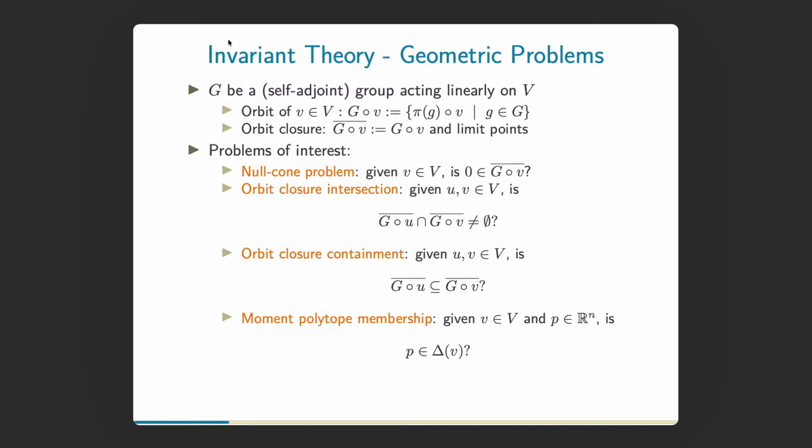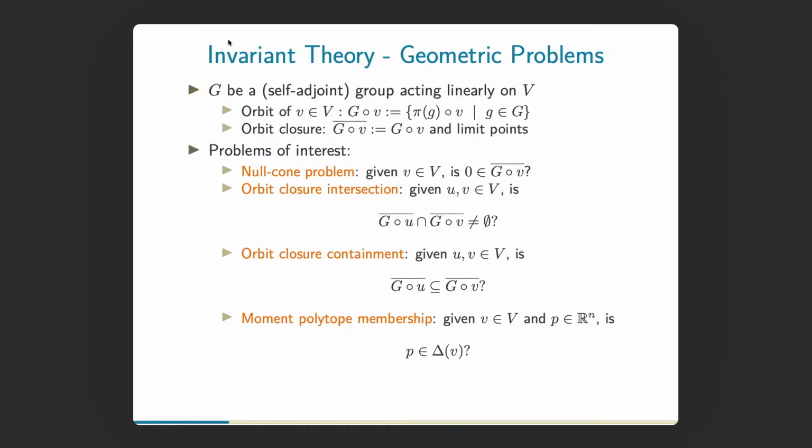Is P in this moment polytope? Sorry, even the vector V, its orbit closure defines this polytope that I call delta V. And what I'm saying is that this P doesn't live in the same vector space. P lives in some other space. This polytope is in some other space. And then I'm just asking if P is in this polytope.